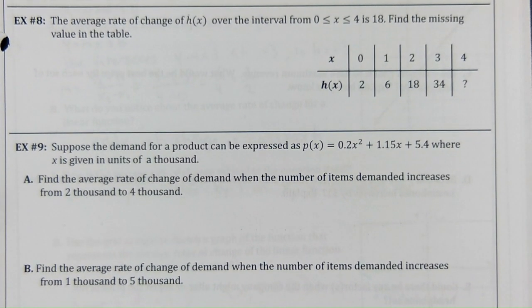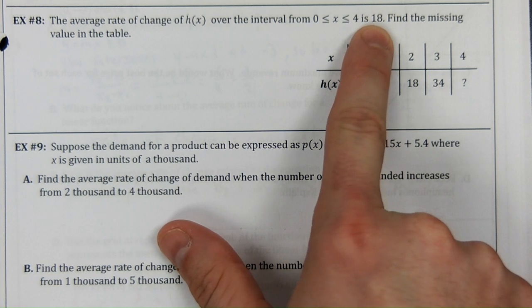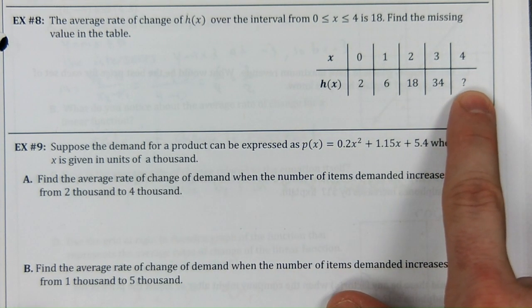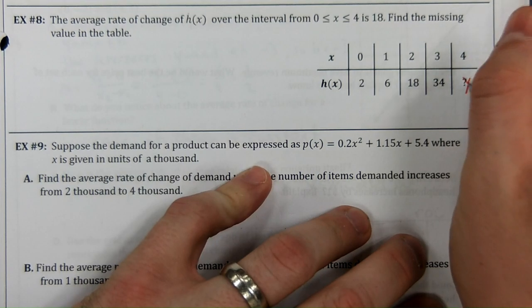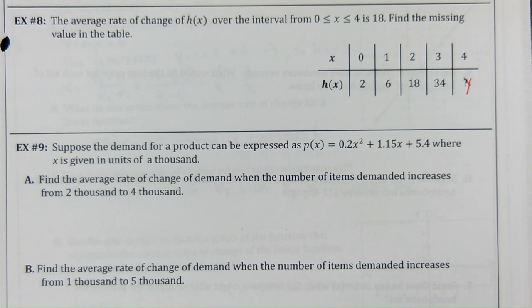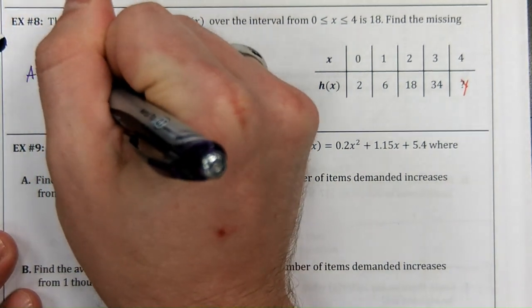Average rate of change of h of x over this interval from 0 to 4 is 18. We need to use that knowledge to find this missing value. Can we agree that this is a y value? Because it says h of x. This is an unknown y value, and we're going to solve for it. All we know is that the average rate of change between x equals 0 and x equals 4 is 18. But the average rate of change is just finding slope.